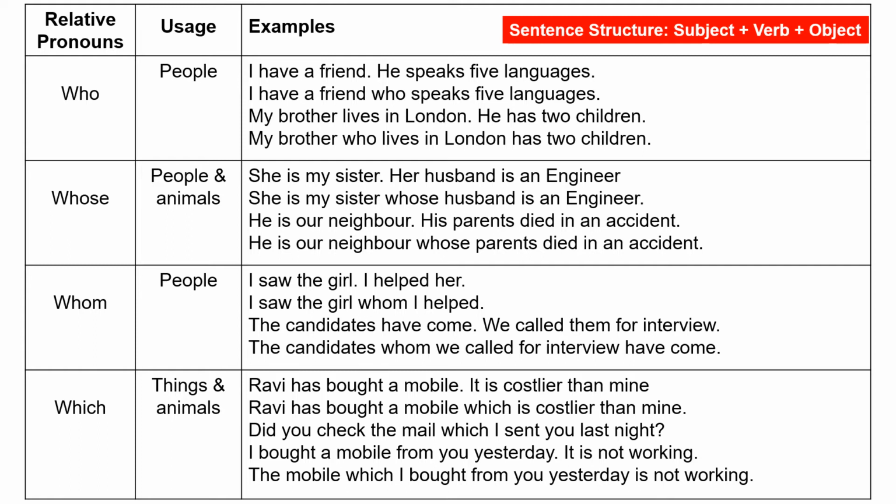And in the next sentence, he has 2 children. In the place of he only, we have used who here. So, we should not use he again here. My brother who lives in London has 2 children.